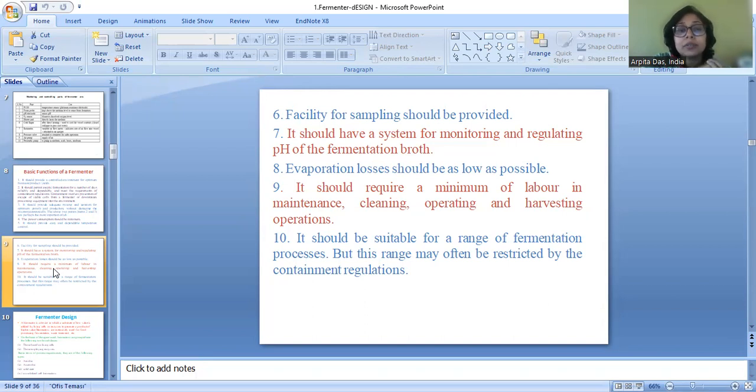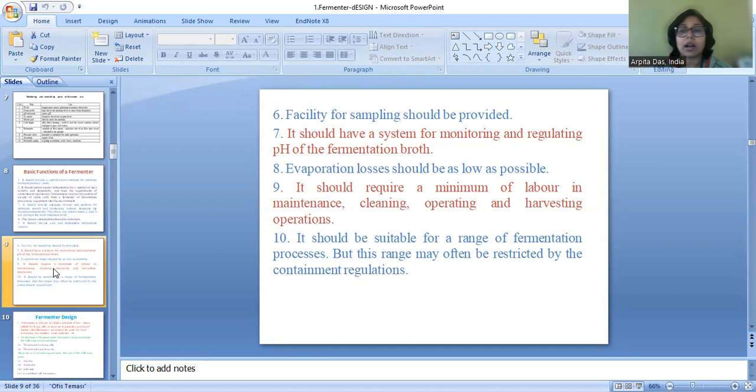And the final point is it should be suitable for a range of fermentation processes. While creating a bioreactor, we have to understand that it's a very costly thing, not a cheap product. So if I want to change the production, then my bioreactor should have the capacity to produce some other component too. It should be versatile. So while choosing a bioreactor design, we should create a bioreactor which is versatile in nature.